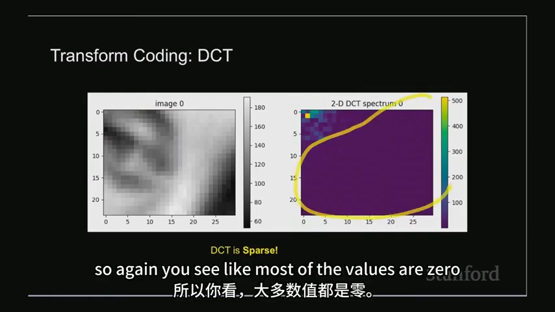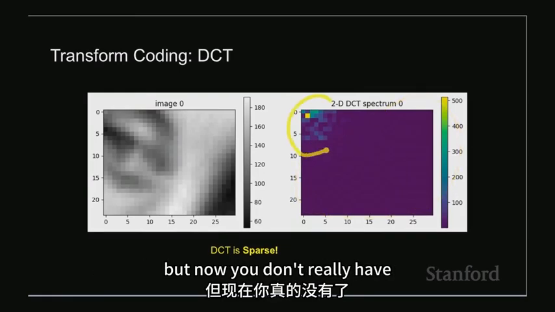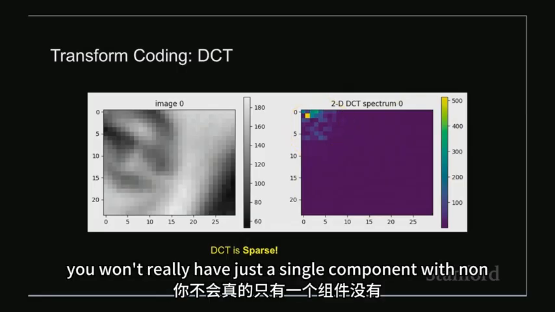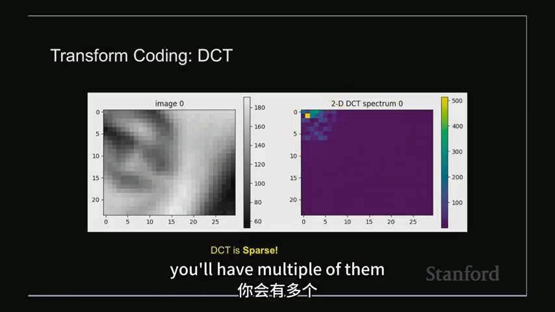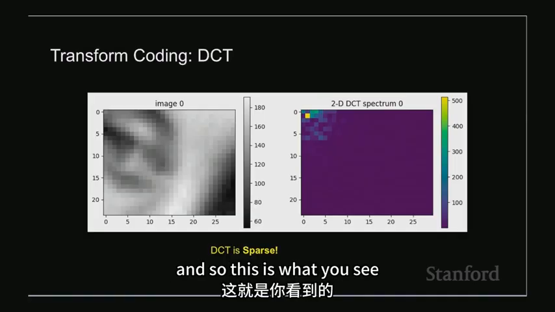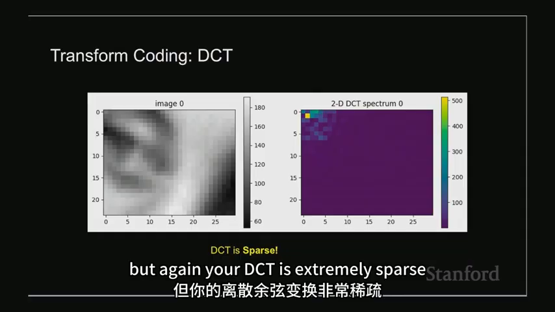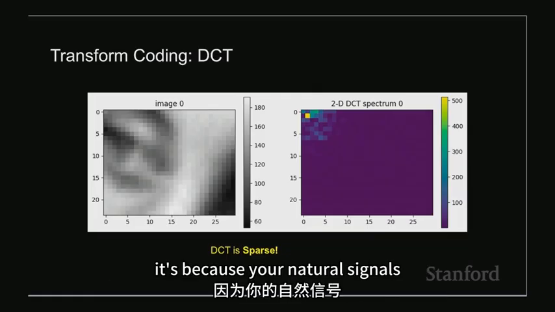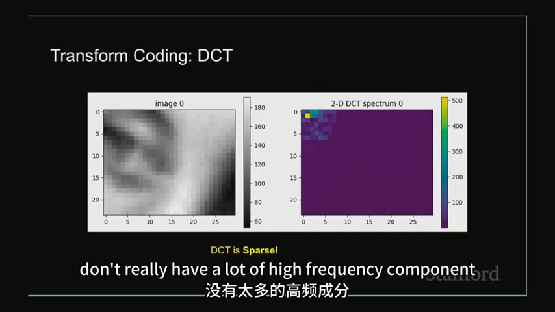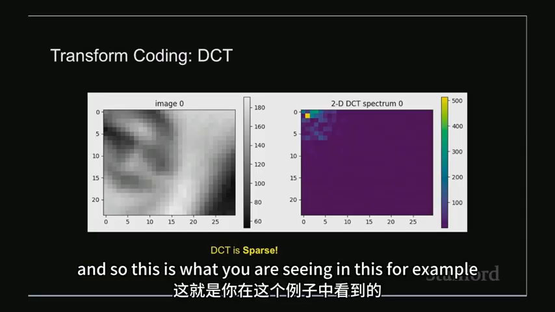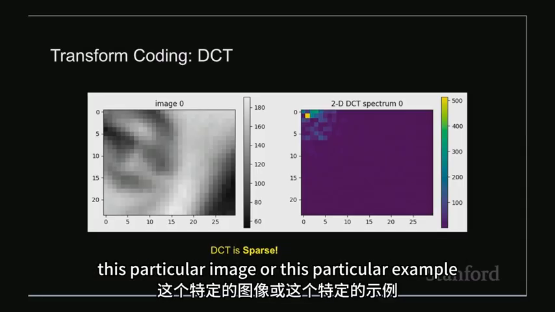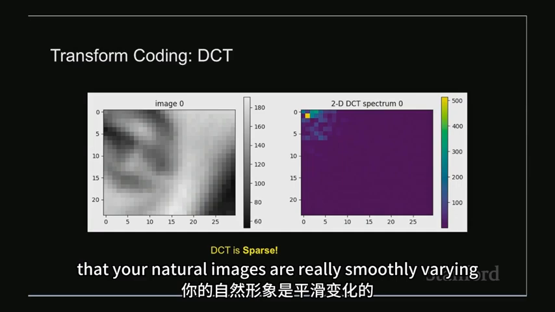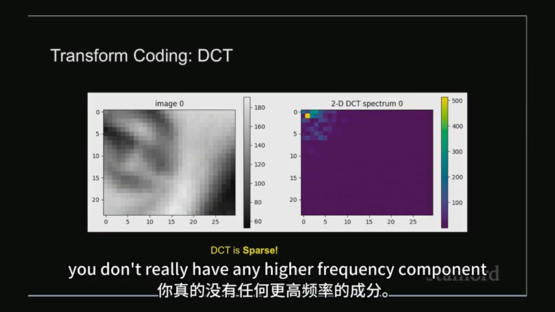Again, most of the values are 0. But in practice, you won't really have just a single component with non-zero value. You'll have multiple of them. And this is what you see, but your DCT is still extremely sparse. Why do you expect that? Let's recall why DCT was a good transform. It's because natural signals don't really have a lot of high frequency component. This is what you are seeing in this particular example: natural images are really smoothly varying. You don't really have any higher frequency component.